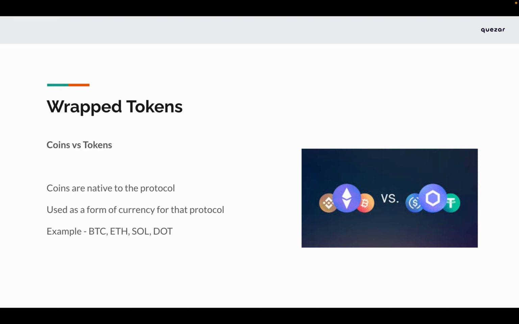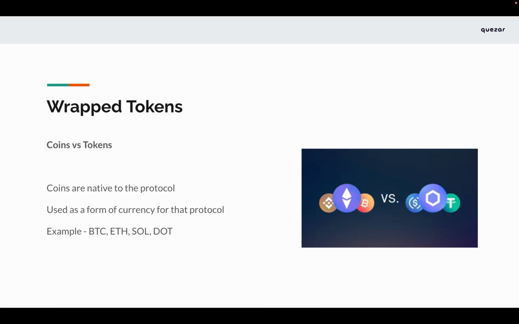Before we get into the details of wrapped ether, let's first understand what wrapped tokens are exactly. You'll see terms like coins and tokens thrown around a lot, and it's very important to understand the distinction between these two. Coins are generally native to the protocol. They are a part of the system design of the protocol itself, and they are generally used as a form of currency for that protocol.